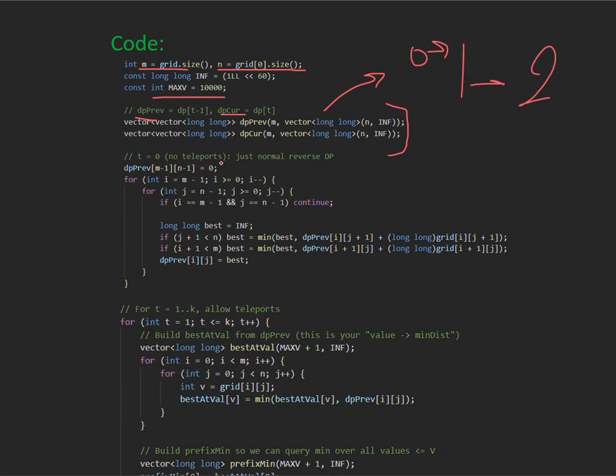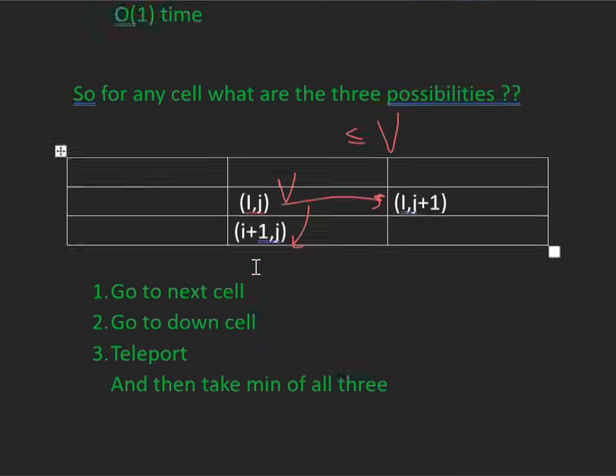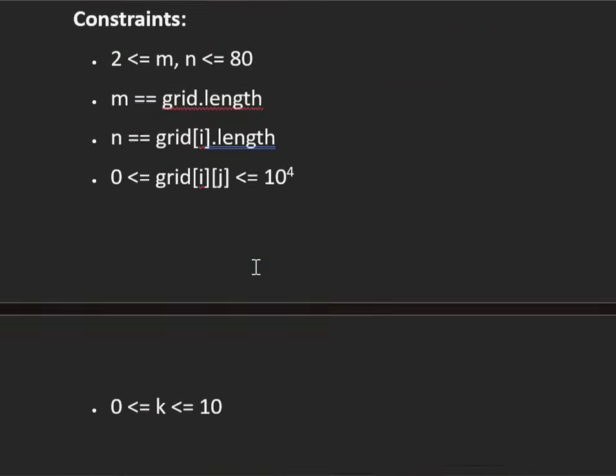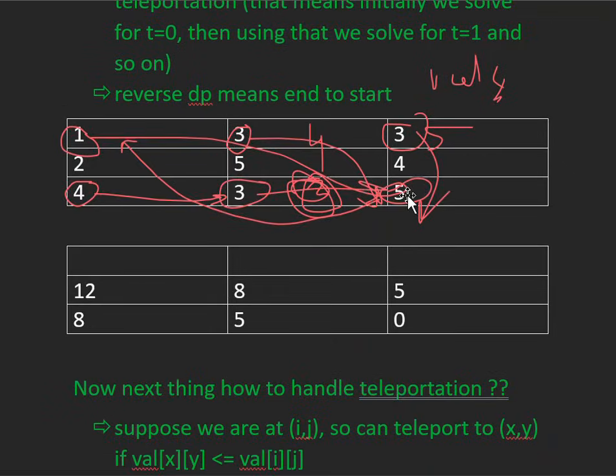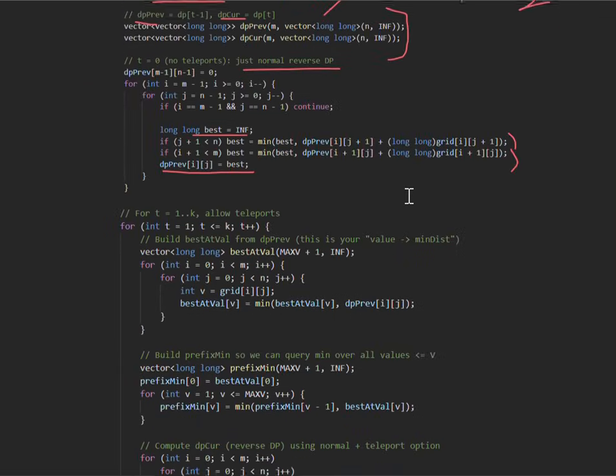Then we will calculate for teleportation 0, just like the normal reverse dp which I have shown you earlier. So for any cell (i, j), we check the right column and the left column, and then take the minimum of both. Initially our best is infinite, so whichever gives us the minimum, we'll store that value. I hope you remember I have explained this here. At this point we'll be taking right or left.